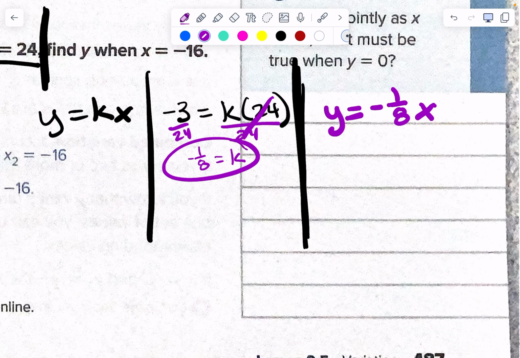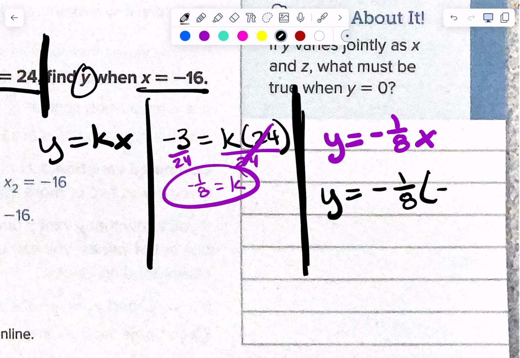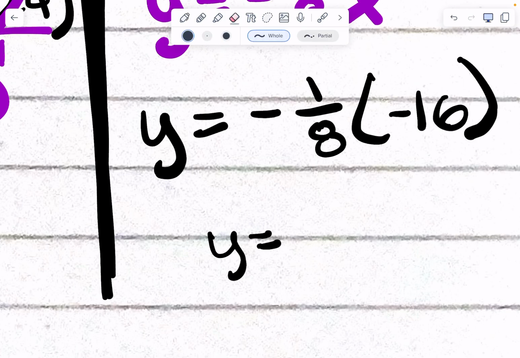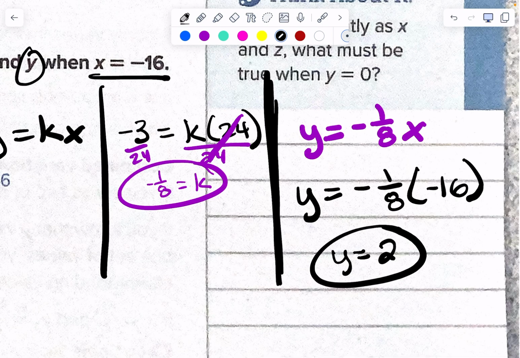K is constant. K stays the same in part 2 and part 3 and part 4 and part 5. If I plug any numbers in, k is going to stay -1/8 the whole time. Okay? Now it says find y when x is -16. Y equals, what's 1/8 times 16? 2. Is it positive 2 or -2? Positive. 2 negatives make a positive, so y is +2. There we go. That's the answer. Final answer is y equals 2.